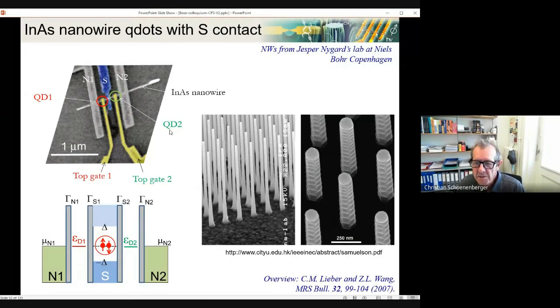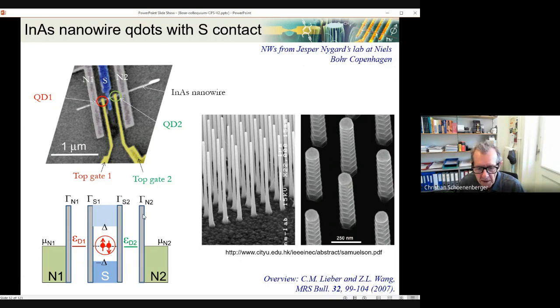And we actually used for this the nanowires, semiconducting nanowires, which we got at that time, and we still have a strong collaboration with this team here from the Niels Bohr Laboratory in Copenhagen, Jesper Nygaard's group. So, indium arsenide semiconducting nanowires, we put the superconducting aluminum contact in the middle to proximitize superconductivity into the nanowire. We defined 2 quantum dots, one on the left and the right, indicated in red and green. We can control them by some gates, which are shown here in yellow.